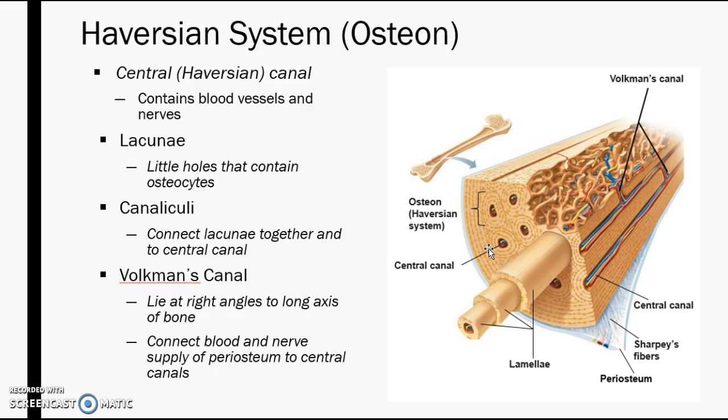There are also canaliculi, which connect these lacunae together and to the central canal, which runs down the middle of each osteon. Volkmann's canals are perpendicular to the central canals, and they, with the central canal, basically provide passageways and routes for nerves and blood vessels because, again, bone is highly vascular. So you can take a look at that diagram and see all of those structures labeled.